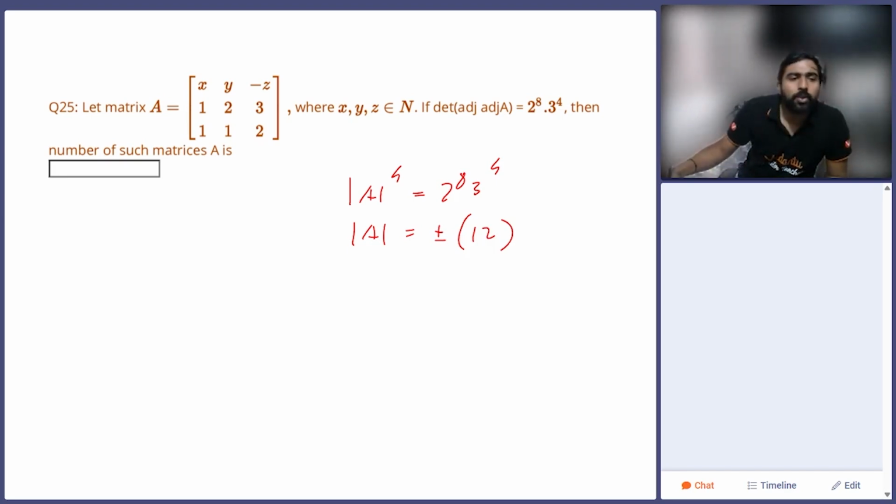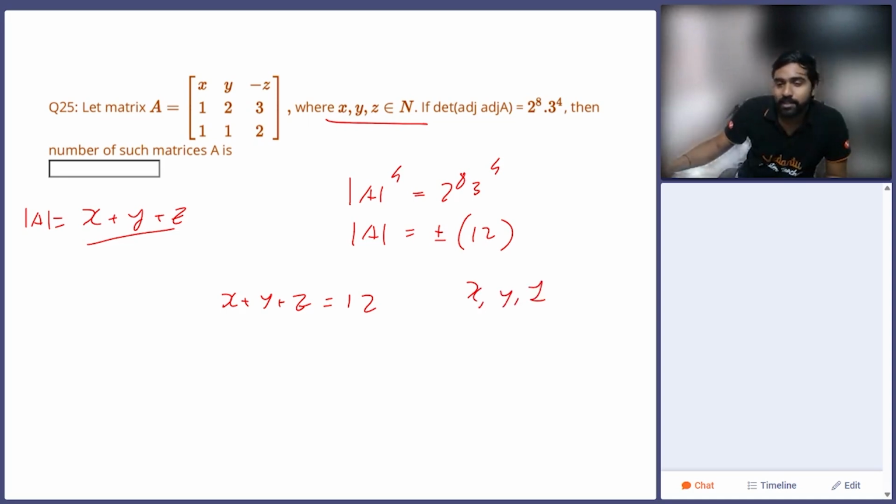Very well. Let's open the determinant first of all. What is the determinant coming out as? It is x into 4 minus 1, that is x, minus y into 2 minus 3, that's plus y, minus z into 1 minus 2, that's plus z. So x plus y plus z. Because they're all natural numbers, I can say that minus 12 is not possible. I have x plus y plus z equals 12.